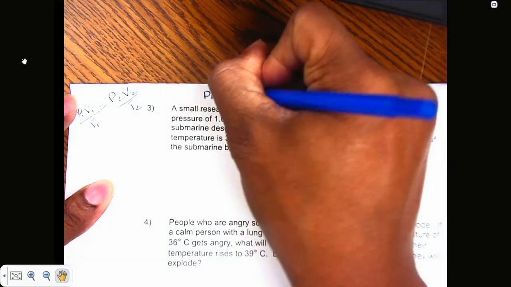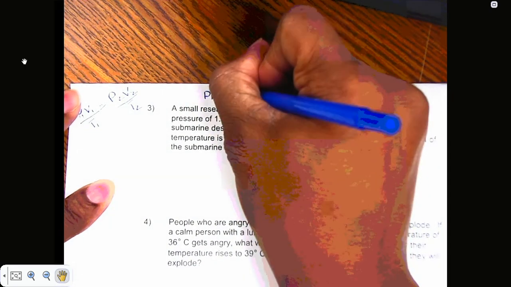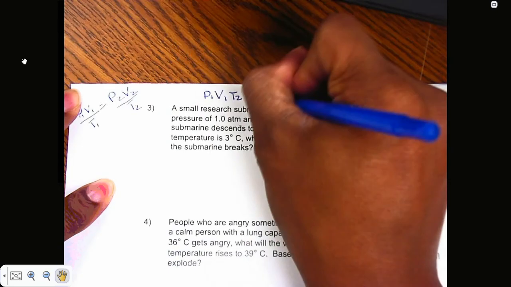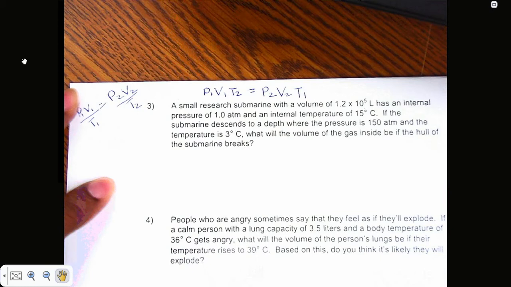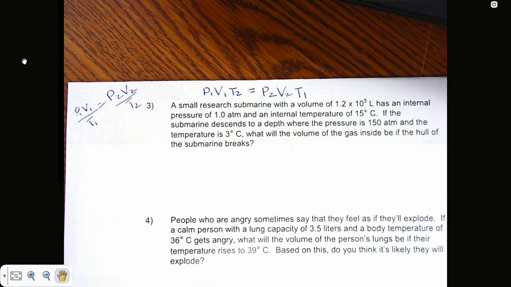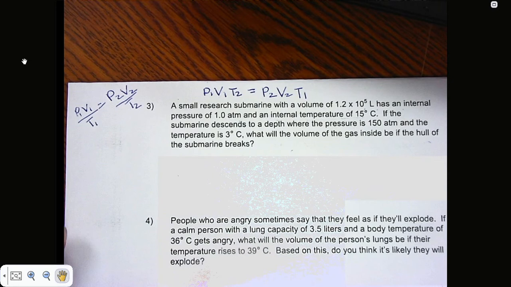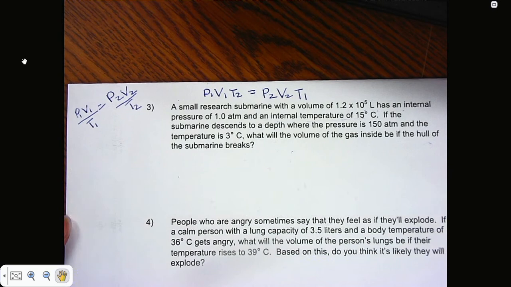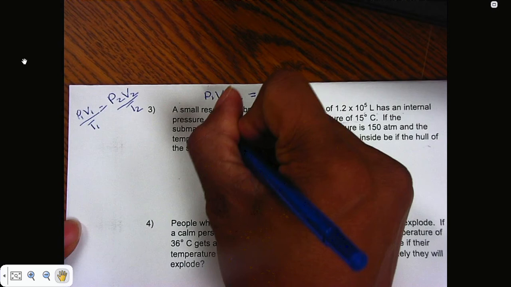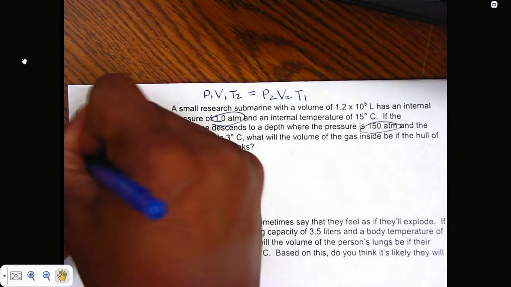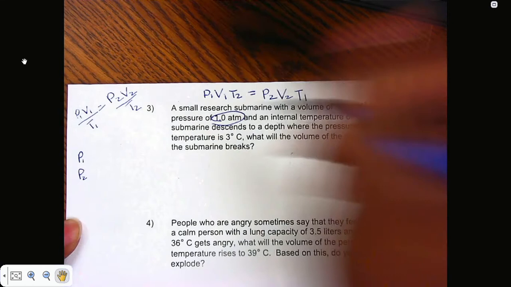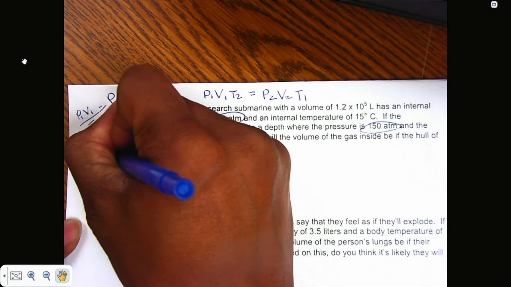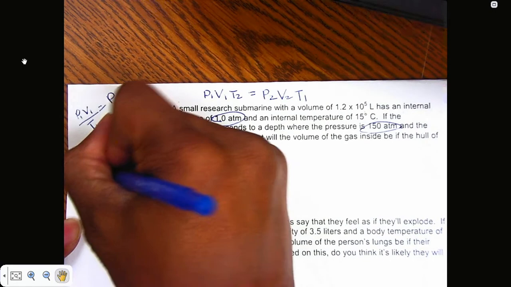Rewritten, the product of P1 V1 T2 is equal to P2 V2 T1. And so essentially from there I'm going to attempt solving the problem, being sure that my units are consistent. Now, looking at them, the pressure is in ATMs because I have two pressure values here and here. I'll represent that as P1 and P2 respectively. P1 will be 1 ATM. P2 will be 150 ATMs.